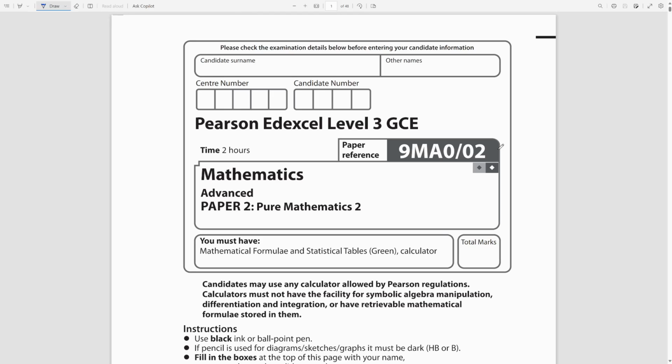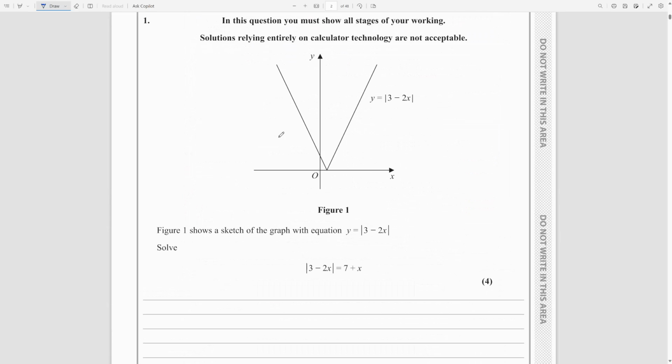This is the Edexcel A-level Maths 2022 Paper 2, Pure Paper 2. Question 1. It says you must show all stages of working, and solutions relying entirely on calculator technology are not acceptable. Basically, if you have a graphical calculator, great, but if you just key this in and report the answer, you're not going to get any marks.